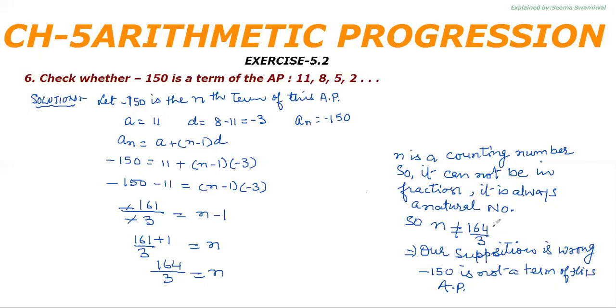So our supposition is wrong, since we are getting a wrong result. That indicates that we have supposed wrong. That means this minus 150 cannot be a term of this AP. So now let's move to the next question.